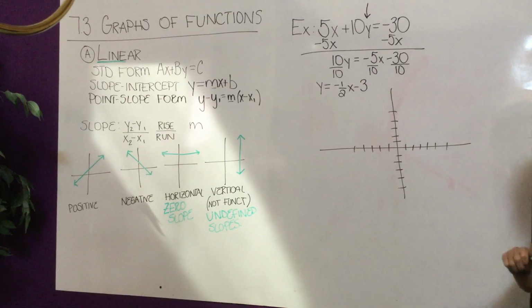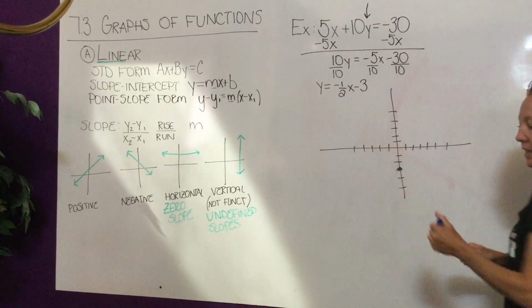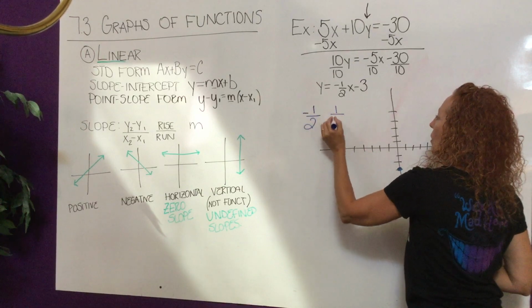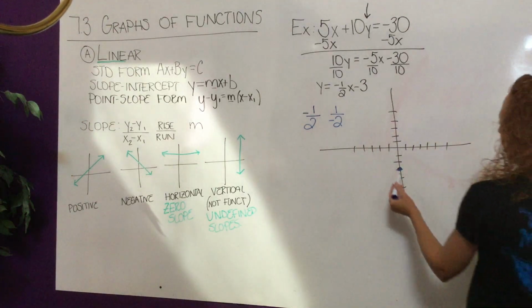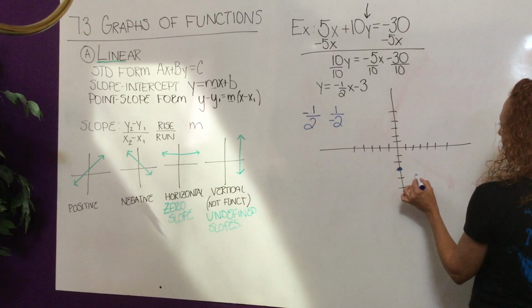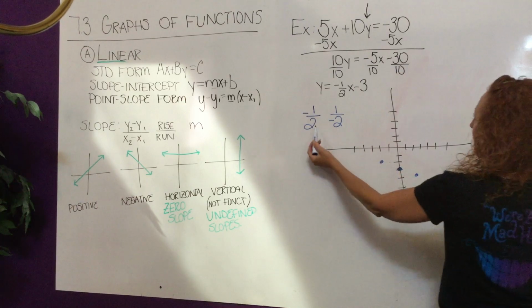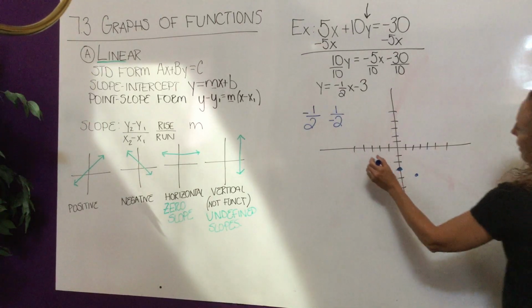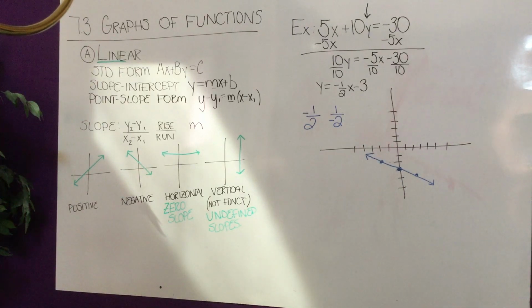All right, we're going to go down 3. And then you can assign the negative to either the top of the fraction or the bottom of the fraction, but not both. So you're either going to go down 1, right 2, or you're going to go up 1, left 2. It's a negative number, so your slope needs to slant down. It's a little bit flatter than that last one. Oh, look at my nice line there. Well done. And so that is the graph for that.